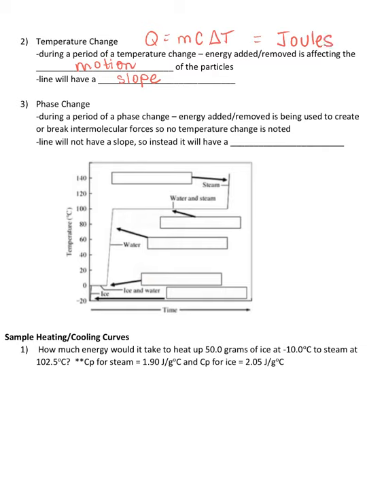During the phase change, we just learned that your equation will be Q equals n delta H, and your unit will be in kilojoules. This is important because when we add these together, you're going to be adding your 2 Q's together, and so you'll have to make sure that you get your units to jive here. During a phase change, the energy added or removed is not affecting the motion. It's being used to create or break intermolecular forces, so no temperature changes noted. Because of that, your line will not have a slope, so instead it will have what we call a plateau.